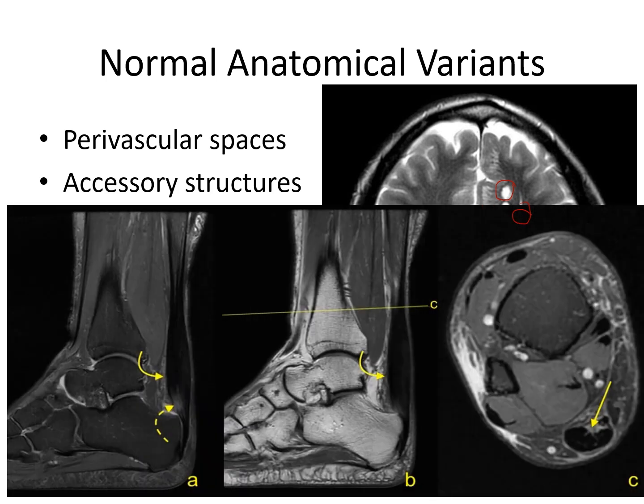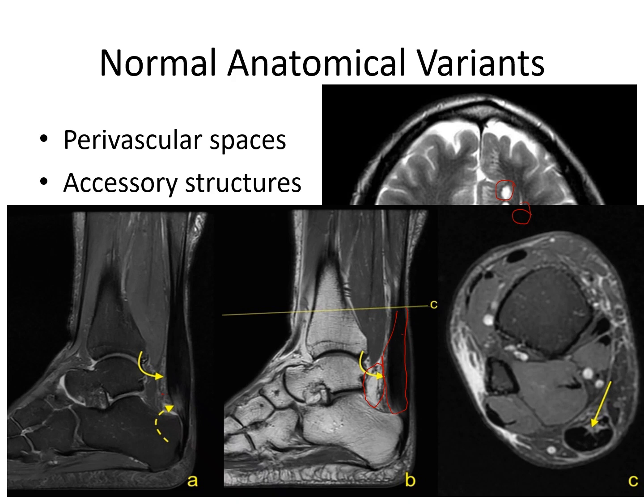Now the accessory muscle like soleus accessorius. This appears as a soft tissue mass in the posteromedial ankle or within Kager's fat pad, and this will lead to obliteration of Kager's fat pad. We can see here this is the soleus accessorius, also denoted by this yellow arrow. So these are normal anatomical variants that can be misinterpreted as pathology.